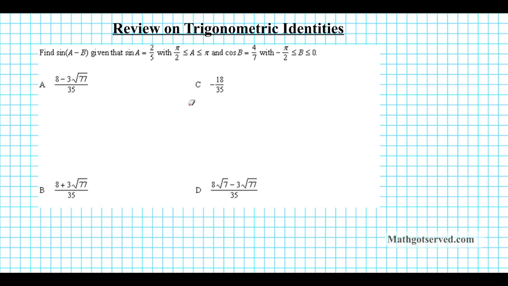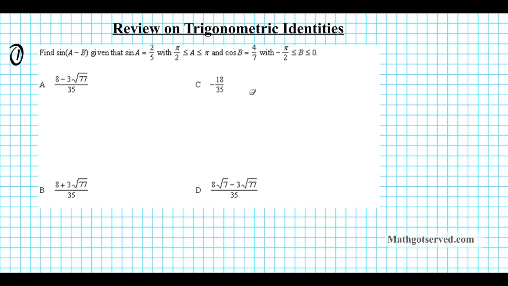Good students, in this part we're going to be reviewing the trig identities. So let's take a look at question number 1. We're to find sine A minus B, given that sine A is 2 over 5, with A between pi over 2 and pi, and cosine B is 4 over 7 with B between negative pi over 2 and 0.